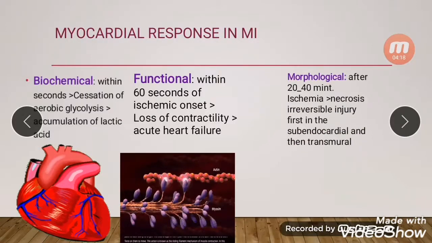And the last response is the morphological response. After 20 to 40 minutes, we will see ischemia. And after that, necrosis, irreversible injury first in the subendocardial region, and after that it becomes transmural.